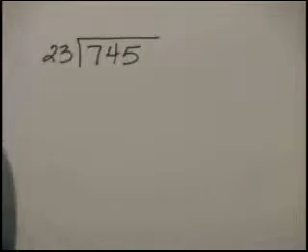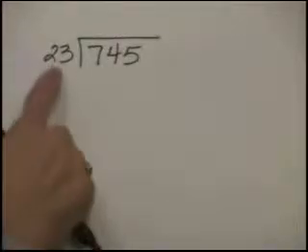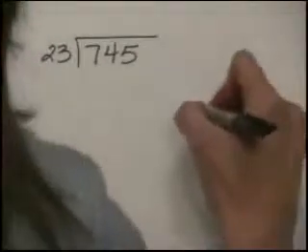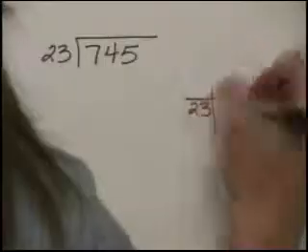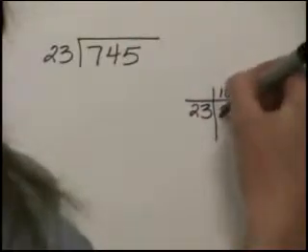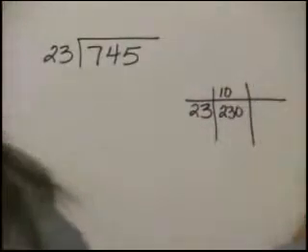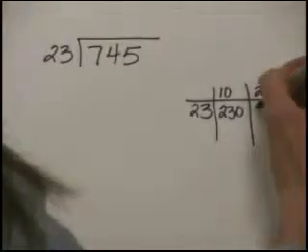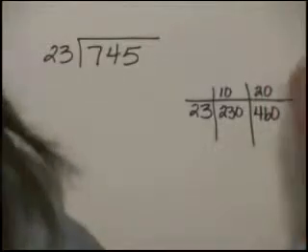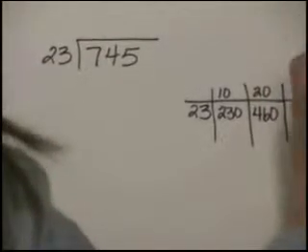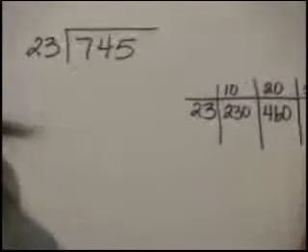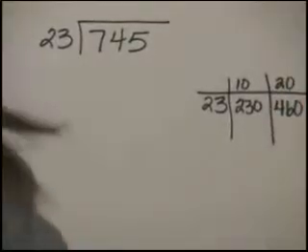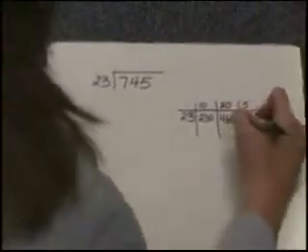And so we have our kids start off with looking at the divisor, which is 23, and they're going to write down the friendly facts that they know about 23. So they know 23 times 10 would give them 230. Then they can use that. 23 times 20, which you're just doubling, would be 460. And then they could also do 23 times 5. And they know that if they know 23 times 10 is 230, they could take half of that. 23 times 5 would be 115.